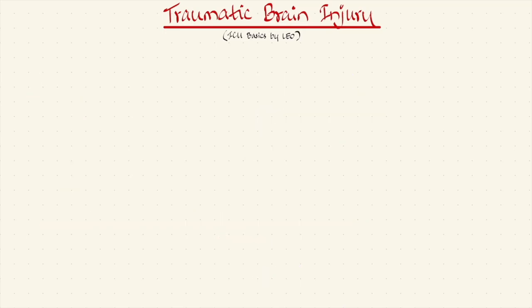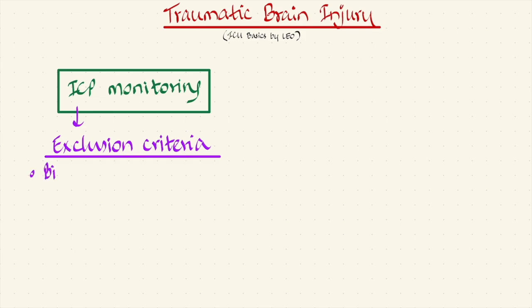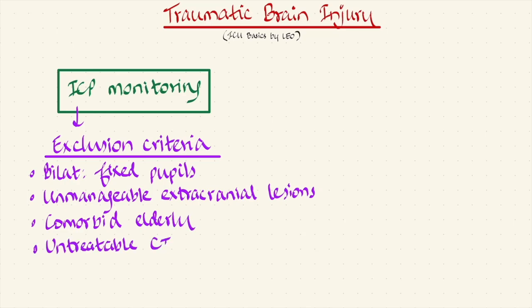So, before clinical decision making, whether or not ICP monitoring should be started, we should check any criteria of exclusion in patients, such as bilateral fixed pupils, extracranial lesions which are difficult to manage, advanced age with background multiple comorbidities, and untreatable lesions on CT scan. ICP monitoring is an invasive procedure, thus it is contraindicated in patients with coagulopathy as well.